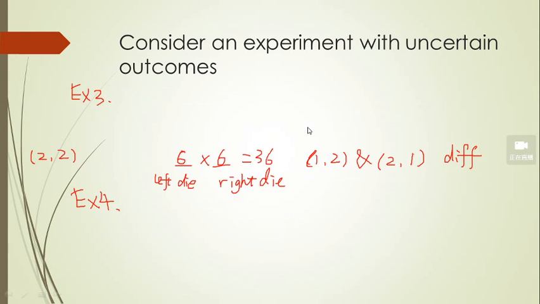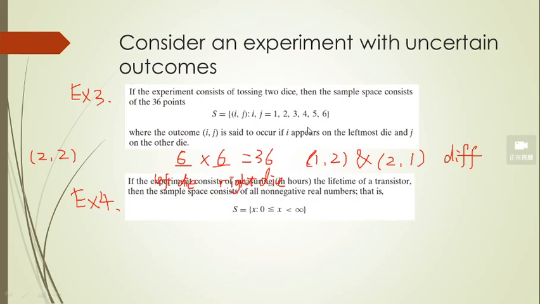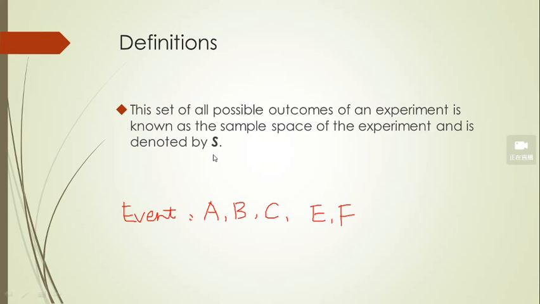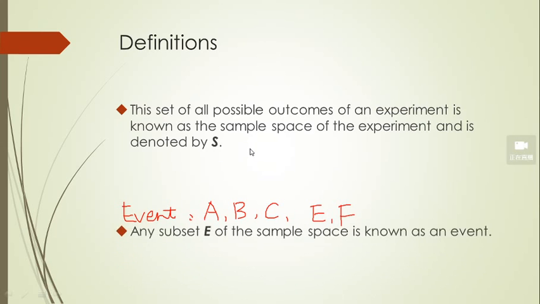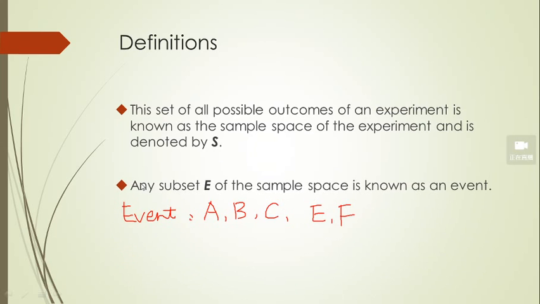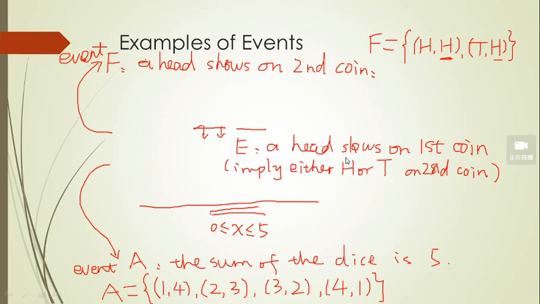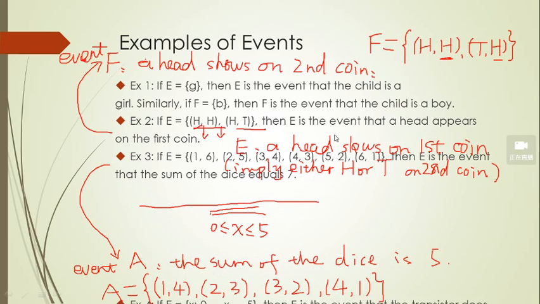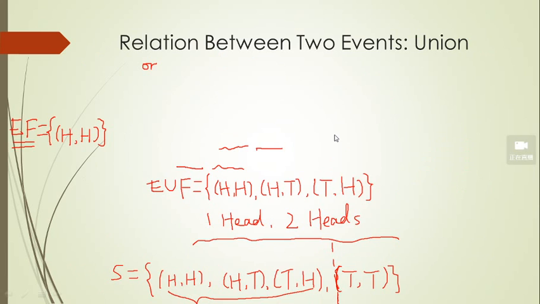We considered several examples with uncertain outcomes, right? Now, what is the sample space? Sample space is a set that consists of all the possible outcomes for an experiment and is denoted by S, capital letter S. What is the event? Any subset of the sample space is known as an event. And we know how to define the event for some examples. Those are some notes we did last time.